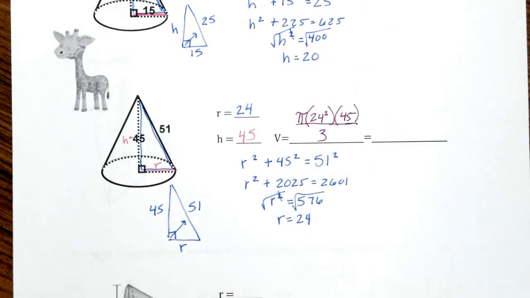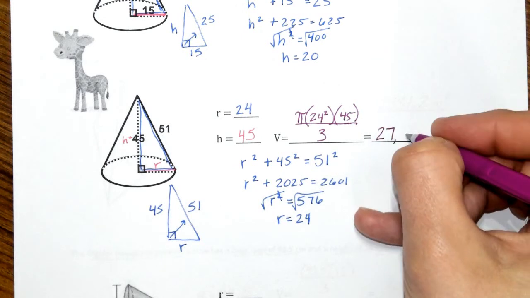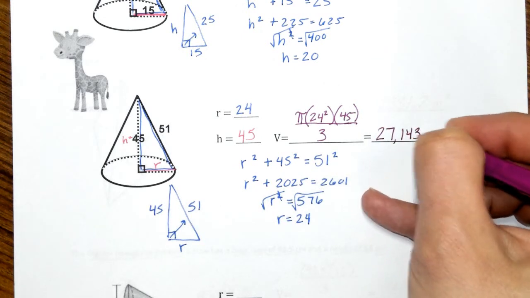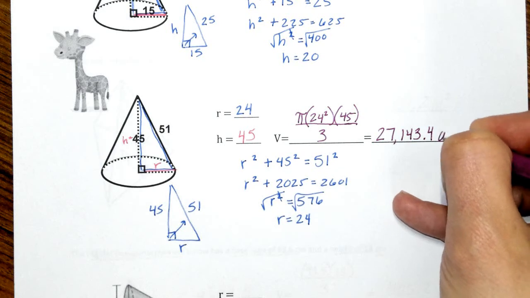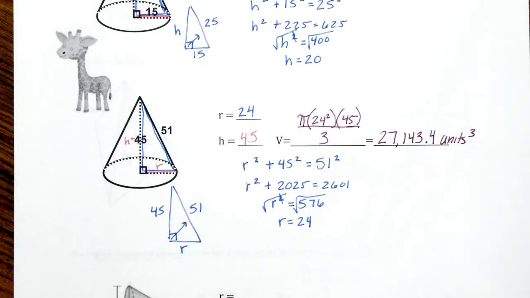We're going to calculate all of this and round to the nearest tenth. This will be a very large number. Look how big those numbers are. We're going to wind up with 27,143.4 units cubed. A very large number. A lot of times with 1,000, I'll put a comma, but I want you guys to see there are 5 digits before that decimal.